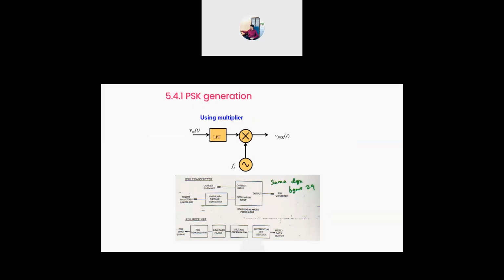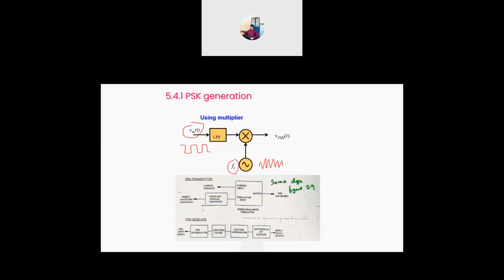Okay, next, if we want to generate our PSK signals, how to generate a PSK signal is that we take our information signal, which is in terms of bits, and go to a low pass filter to remove any higher frequency, and then it will be mixed with our carrier, which is higher frequency, right?